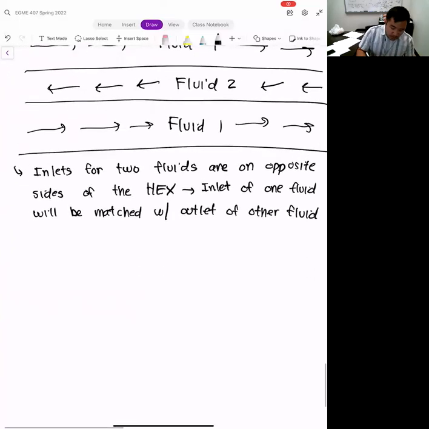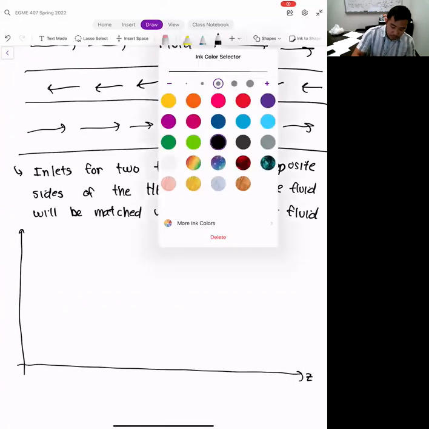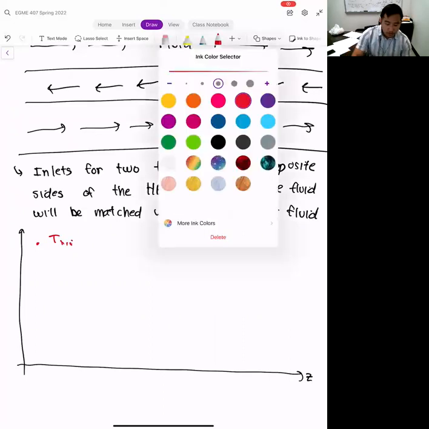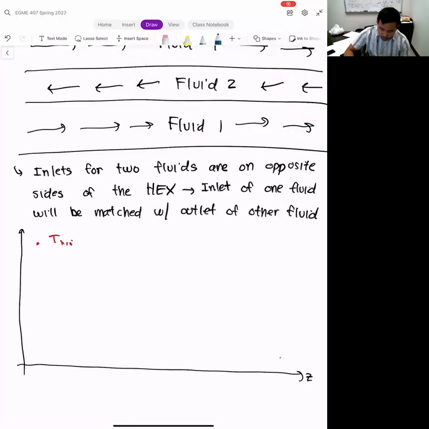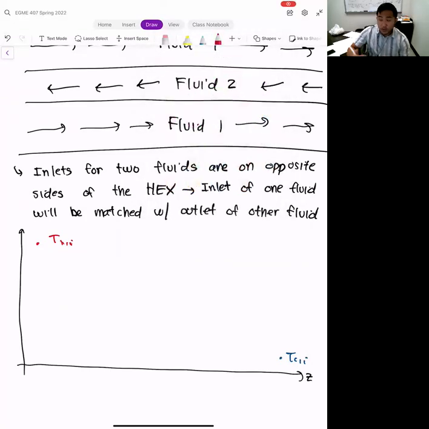Let's go ahead and draw this visually just so you can see what it looks like. Again, we'll assume that fluid 1 is the hot fluid. The hot fluid is going to come in really hot, and we'll say that's coming in from the left, but the cold fluid is going to come in from the right. It's going to start way down there. As the fluid flows through the heat exchanger, the temperature of the hot fluid is going to go down, just like that.